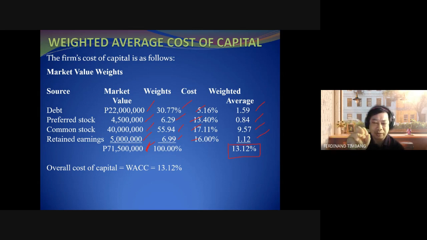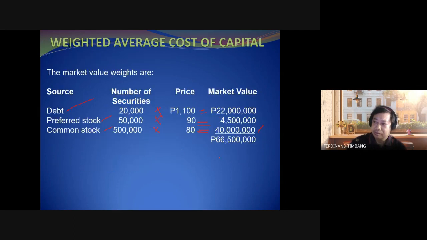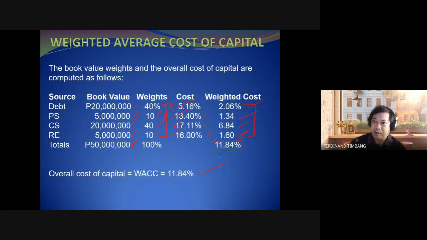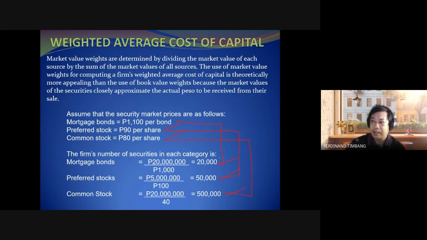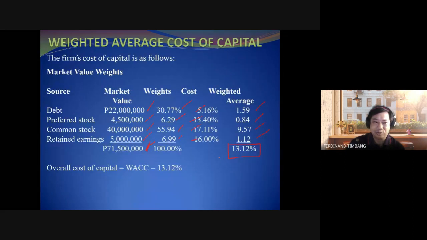And how to do that? That is by looking at the lowest WACC. And the WACC at its lowest will give us the maximum price of the stock, which is the objective naman in financial management. So between the two, dito sa example natin, mas mababa si book value rate, di ba? Kasi it's only 11.84%. And then the other one is 13.12.